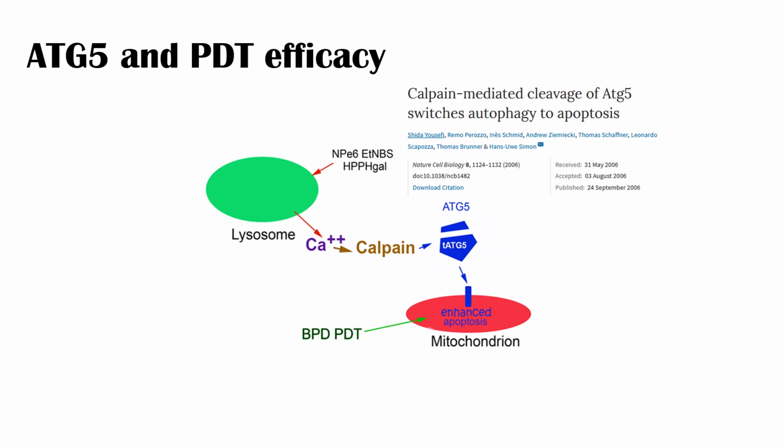The reason that lysosomal photodamage needed to come first was that this truncated ATG5 fragment has a very short half-life and the effect rapidly disappears. So mitochondrial photodamage needs to come within a few minutes after the truncated ATG5 is formed. Otherwise, the effect is lost. This image shows that there is a small amount of truncated ATG5 formed after photodynamic therapy involving NPE6.